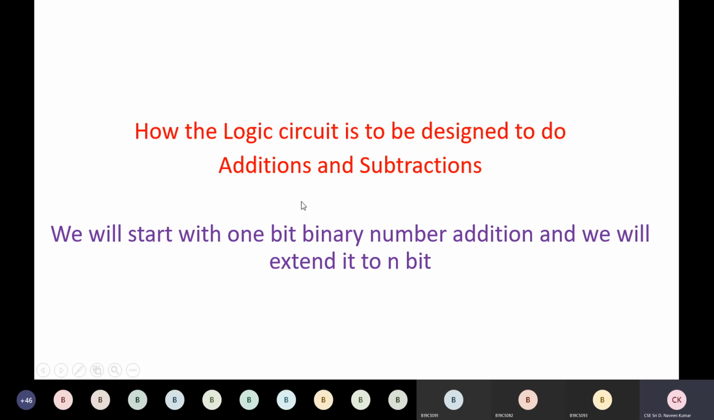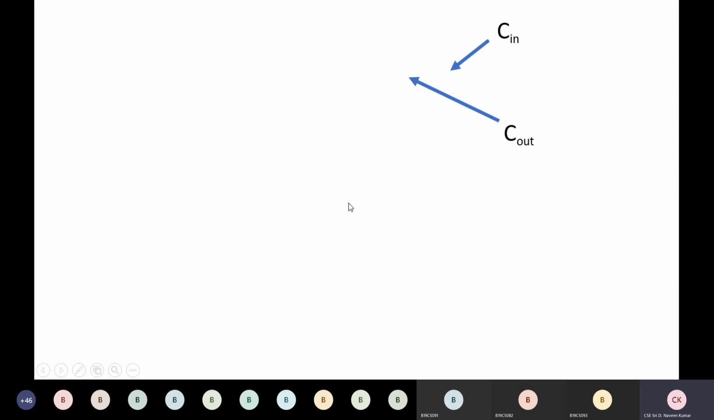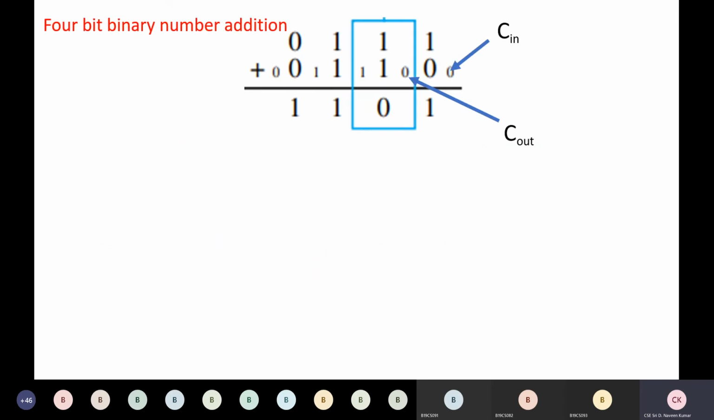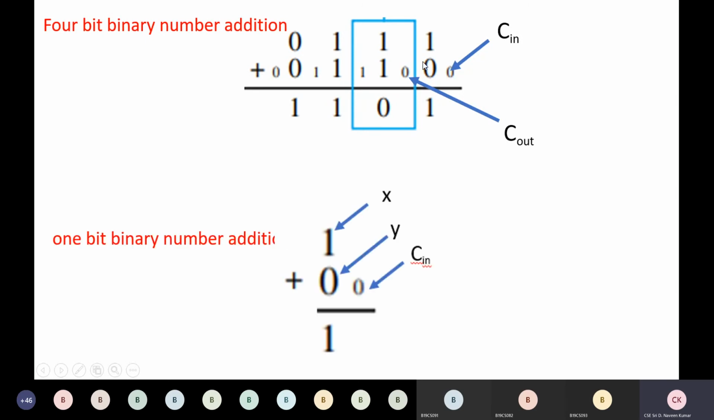That is, we will have something like 0 0 or maybe 1 1 or 1 0. You can see these are 4-bit additions we already saw just now, and we have the result here. This is a carry in and this is a carry out. The carry out we get after adding these two becomes the carry in for the next two numbers. We already discussed this. So this is a 4-bit addition, but what we will consider now is only 1-bit binary addition.